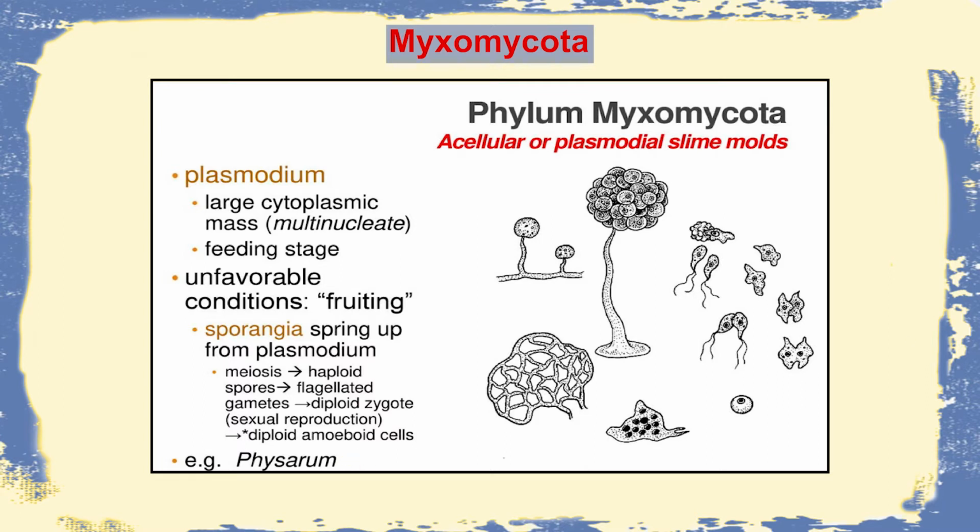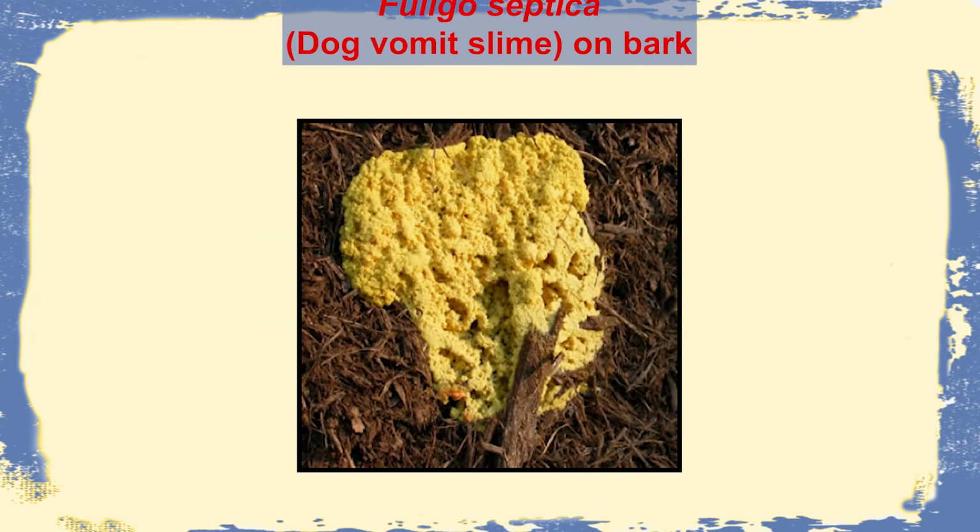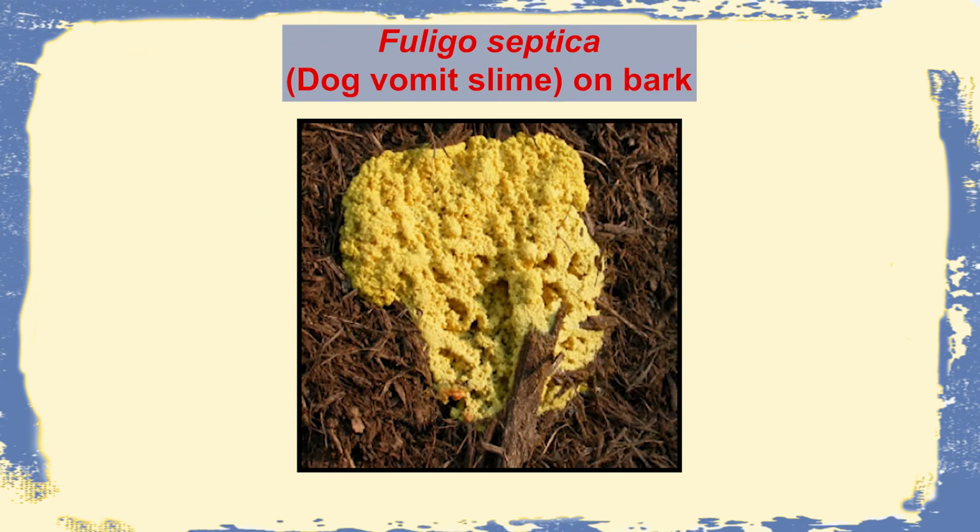But this particular Myxomycota are of different types. Structurally, if they are parasitic, they may cause the clubroot of crucifers, that is Plasmodiophora brassicae. And very often, anti-amoebic compounds can be used to control this particular organism. Sometimes they look like dog vomit, and it is called dog vomit slime, which grows on tree bark, and the name is Fuligo septica.